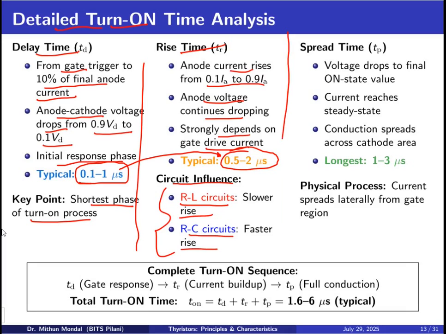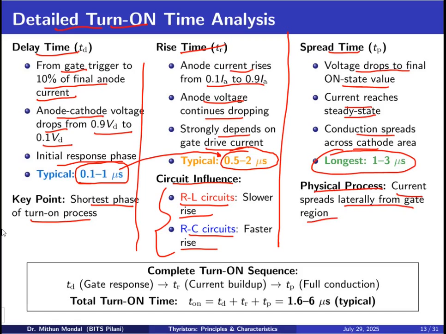After the rise time you will have the spread time, where the voltage will drop to the final on state value, current will reach the steady state and the conduction will spread across the cathode area. This is the longest duration, around 1 to 3 microsecond. The physical process here is that the current will be spreading laterally from the gate region. So in the complete turn on sequence, you apply a gate signal, and the response is given by the delay. Then you have the current build-up, which is the rise time, and full conduction, which is the spread time. So turn on time is a summation of delay, rise and spread, which is typically a 1.6 to 6 microsecond duration.